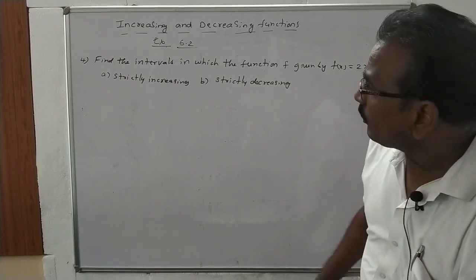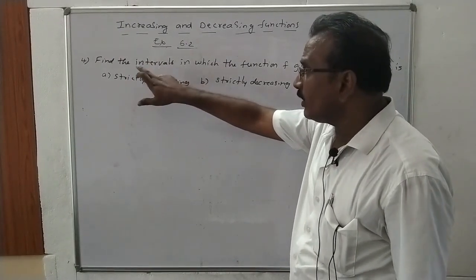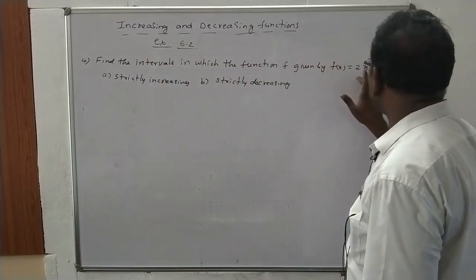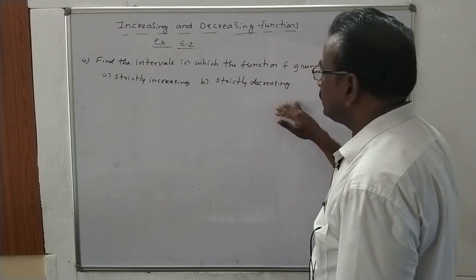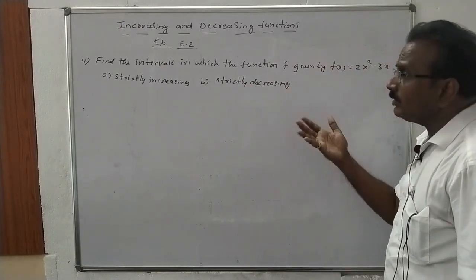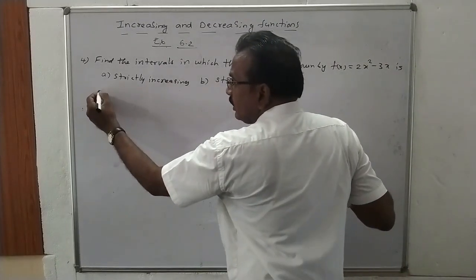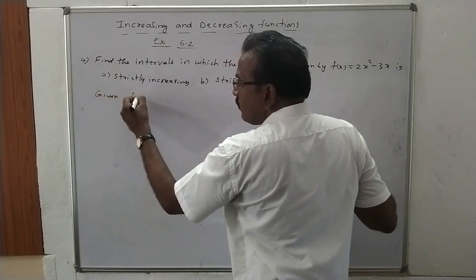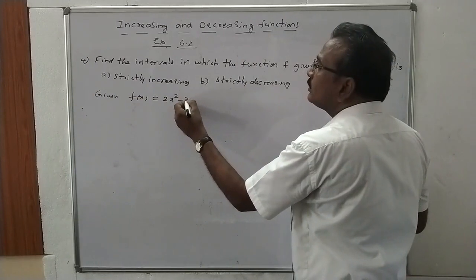So question number 4, find the intervals, that means find the values of x. Intervals nothing but find the values of x in which the function f of x is strictly increasing, f of x is strictly decreasing. For what values of x is f of x strictly increasing? For what values of x is f of x strictly decreasing? Let us see. Your given function is f of x is equal to 2x square minus 3x.